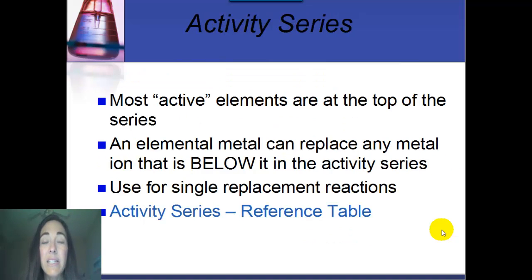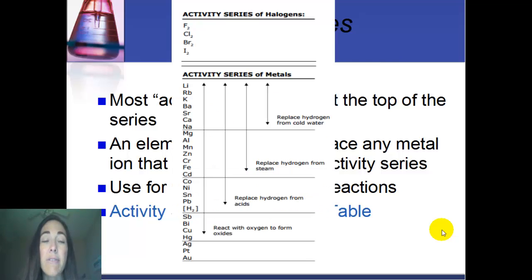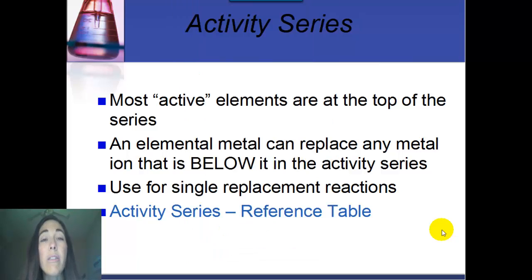Now, the activity series of the metals is in your reference tables, and it is a list or an order of the reactivity of metals and of these elements. So the most active elements are at the top of the list, while the less reactive elements are down at the bottom. The way the activity series works is that any element can replace any element that's lower than it is in the activity series. And the only time we're going to use this series is for single replacement reactions. So don't forget that. I don't want you using it for every reaction.